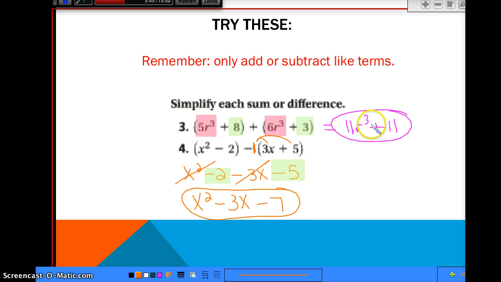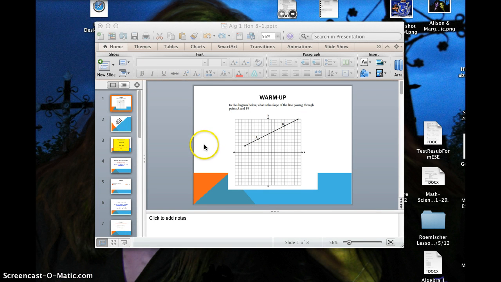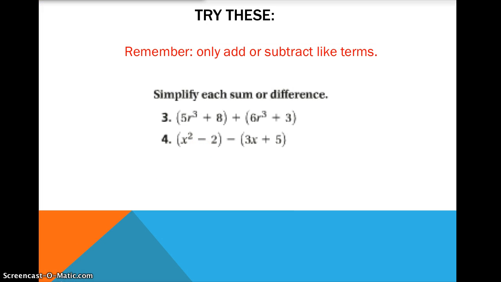We have a binomial answer with a degree of 3 and a trinomial answer with a degree of 2 for numbers 3 and 4. And that takes care of lesson 8.1.